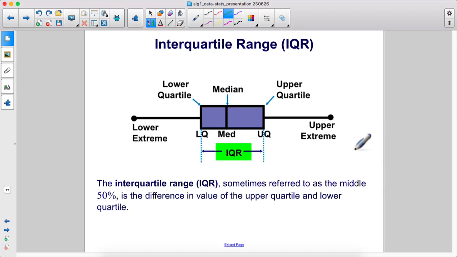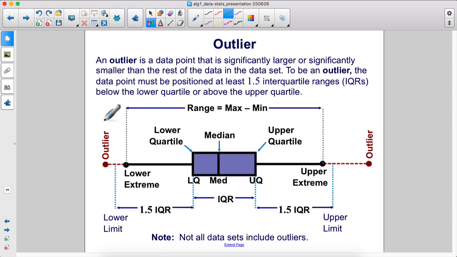The interquartile range, or IQR, sometimes referred to as the middle 50%, is the difference in value of the upper quartile and the lower quartile. An outlier is a data point that is significantly larger or significantly smaller than the rest of the data in the dataset. To be an outlier, the data point must be positioned at least 1.5 interquartile ranges below the lower quartile or above the upper quartile.